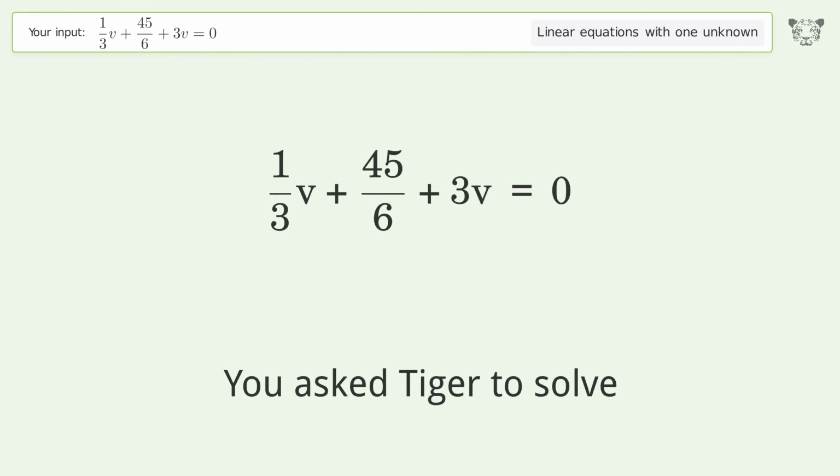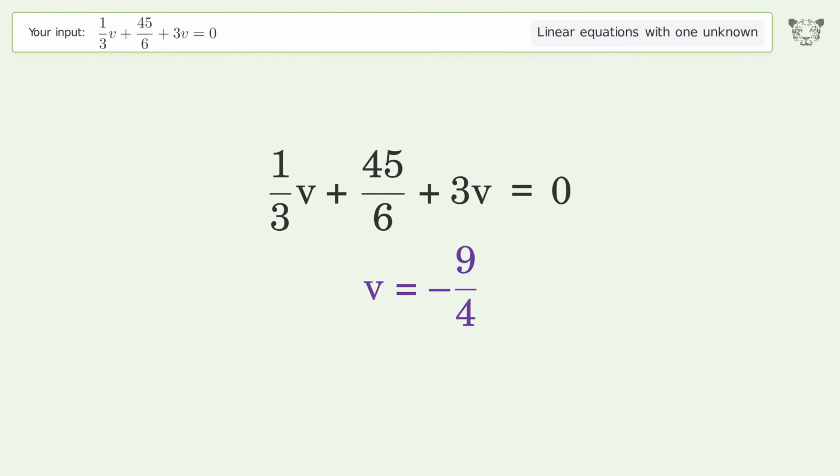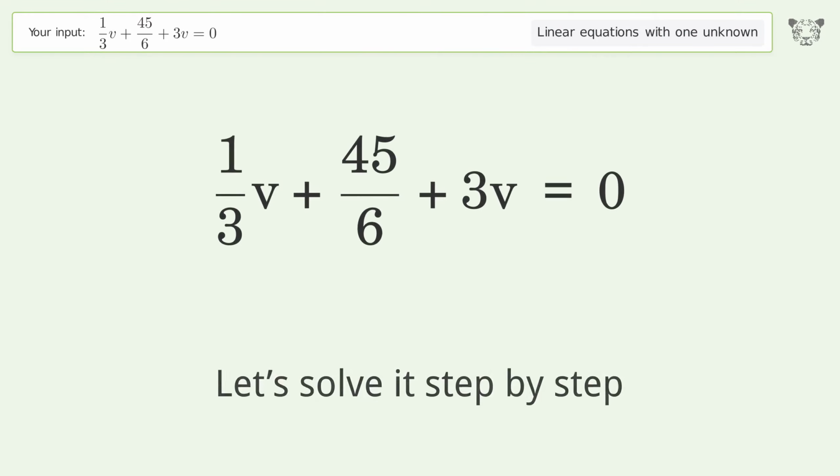You ask Tiger to solve. This deals with linear equations with one unknown. The final result is v equals -9/4. Let's solve it step by step.